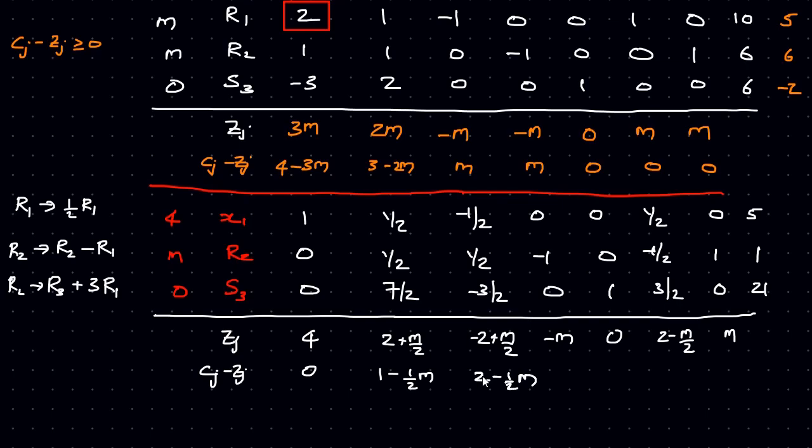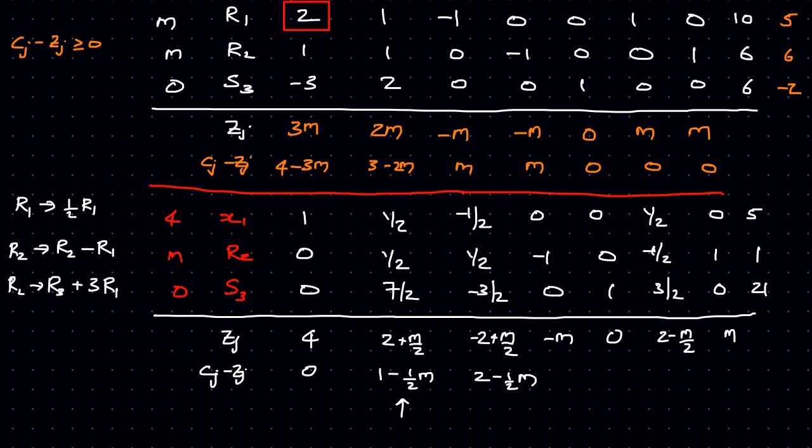Okay, so minus m by 2 is a large number, and if you are subtracting that from a smaller number here, comparing 1 and 2, 1 is the smallest number. So if you are subtracting m by 2 from 1, this will be the smallest of the two. So this will be the maximum negative number here, and so this will be the pivot column.